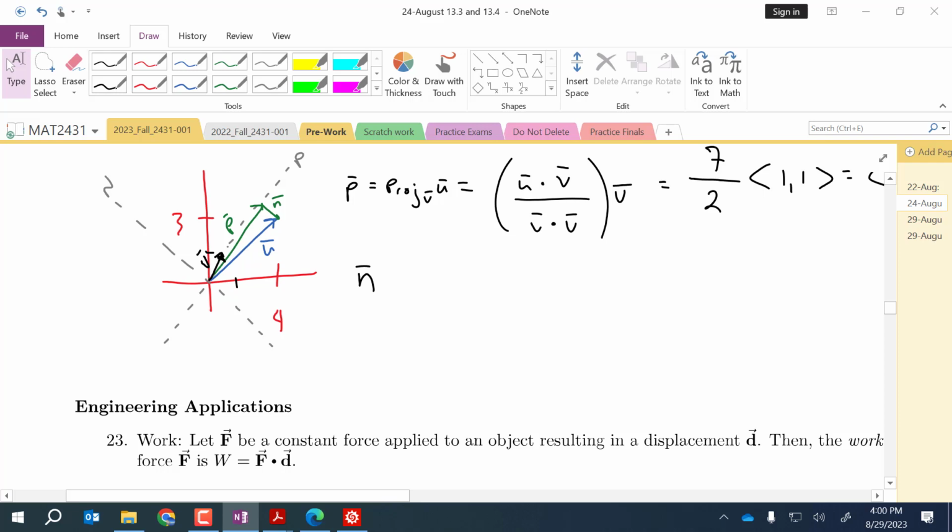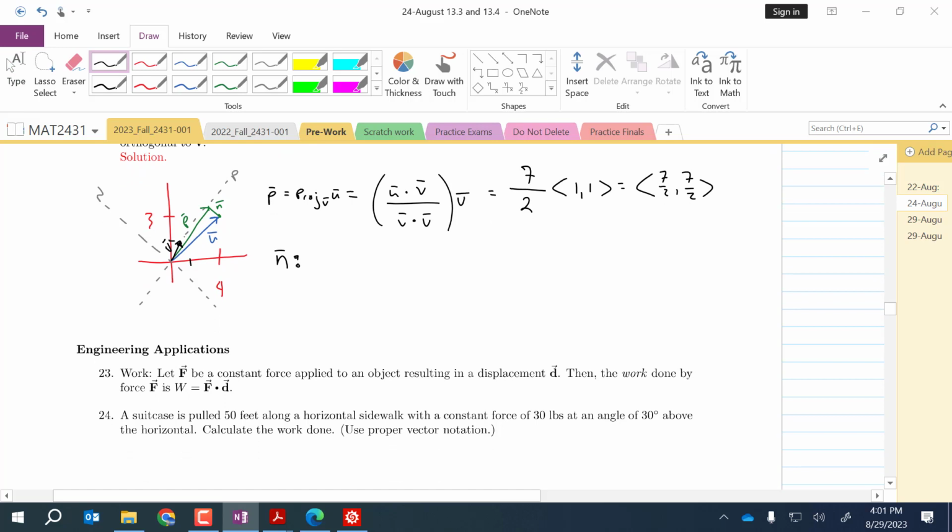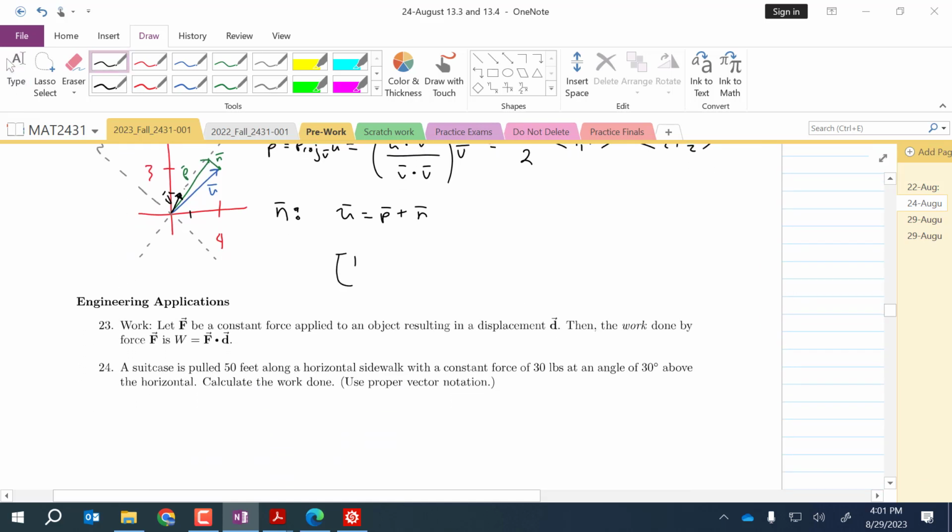But even easier, what do we say we're expressing vector u as? The sum of these two vectors. Do we know what u is? Yeah. Do we know what p is? Yeah. So let's just solve the simplest vector equation to find out what n is. To find n, we're going to use the fact that u is equal to p plus n. U was the vector 4, 3. P was the vector 7/2, 7/2. And then we're going to add to that this vector, which has two components, n1 and n2, and we can solve for those two components. Okay with that?